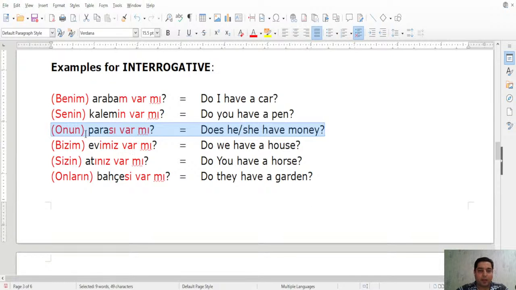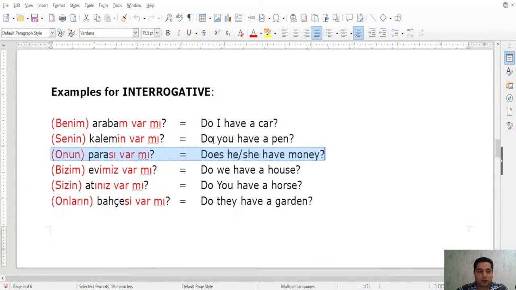Okay. Actually, I had to make this red for you, but anyway. So, do I have, right? Do you have? Does she have? Do we have? Do you have? And do they have? These should all be red. So, basically, benim arabam var mı? Do I have a car? Senin kalemin var mı? Do you have a pen? Right? Onun parası var mı? Does he, she have money?